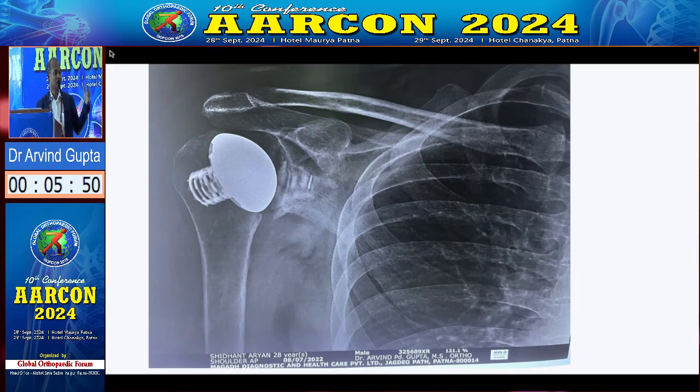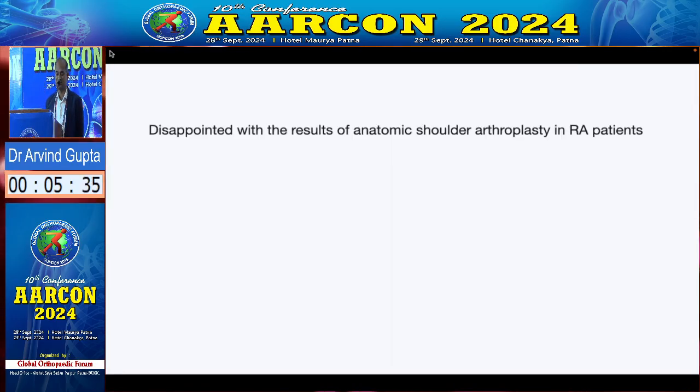But the result with this, because rheumatoid involves your cuff also, along with the bone there is involvement of the cuff. And the integrity of the cuff is important for the mobilization, the movement of your shoulder joint. So the patient was not very satisfied, and this is also supported by a lot of literature that doing total shoulder replacement in rheumatoid or any inflammatory arthritis will not give very wonderful results like reverse shoulder.